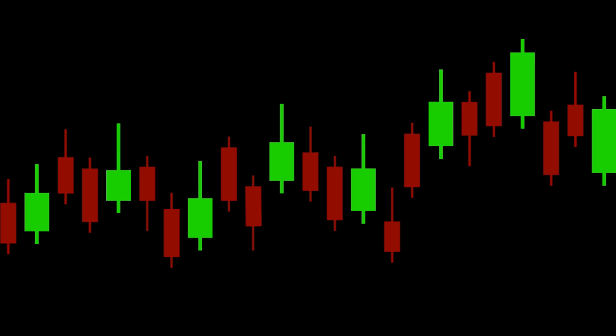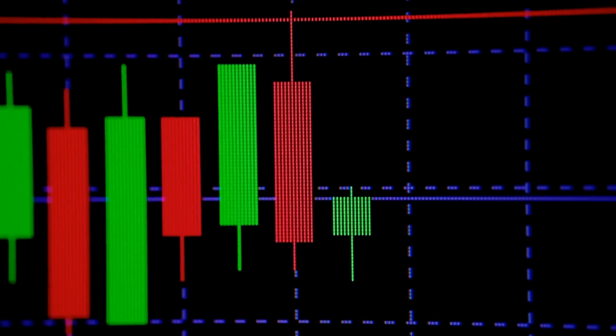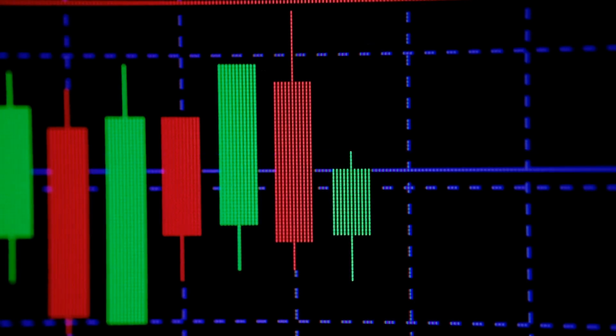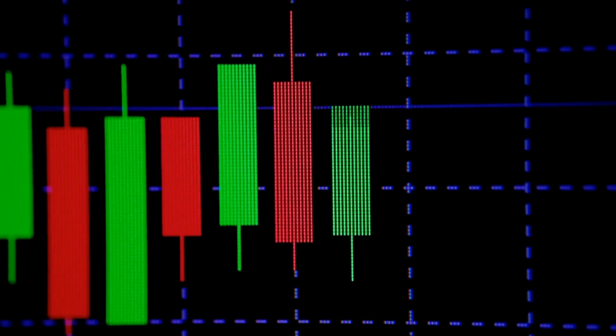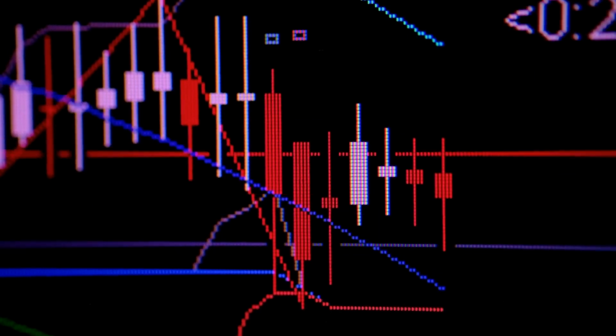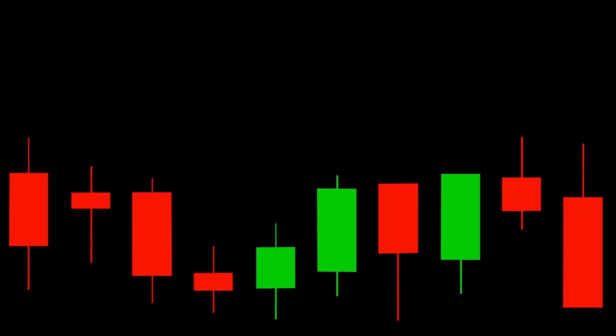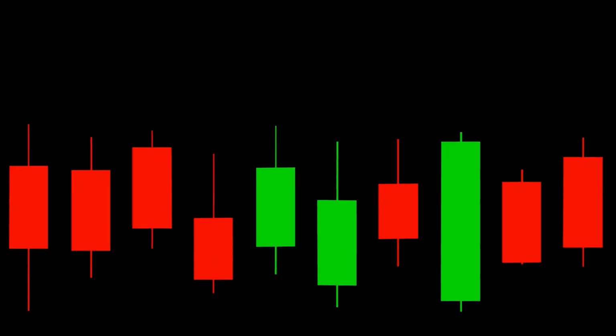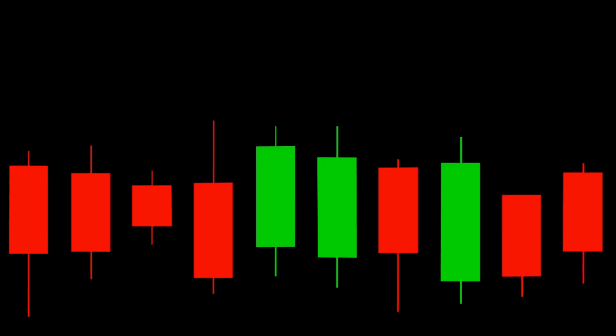Now let's break this down further. If the closing price is higher than the opening price, we have what's known as a bullish candlestick. This is typically represented by a filled or colored body. On the other hand, if the opening price is higher than the closing price, we have a bearish candlestick, usually depicted as an empty or differently colored body.